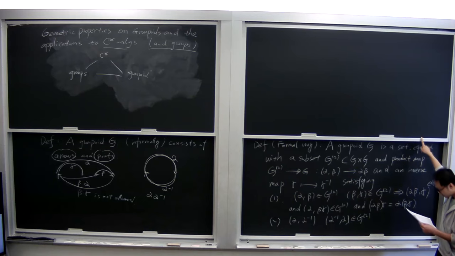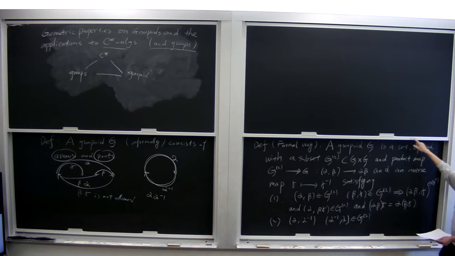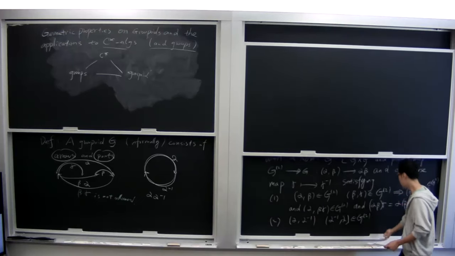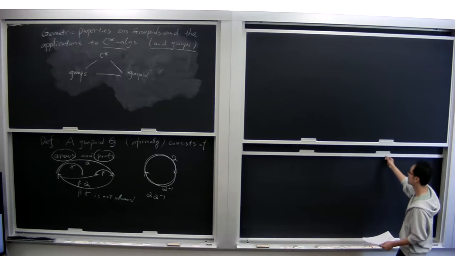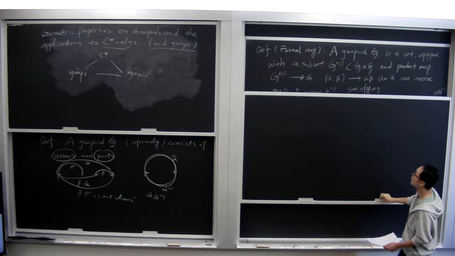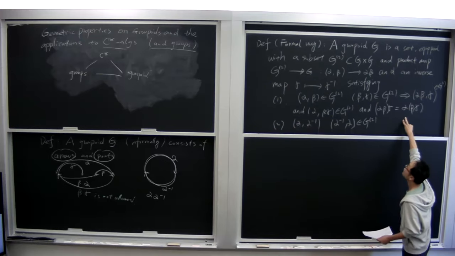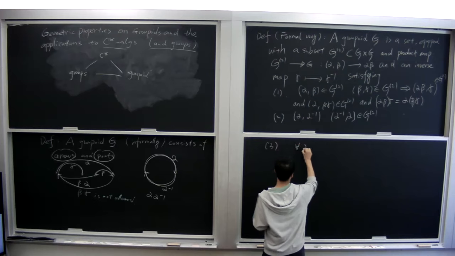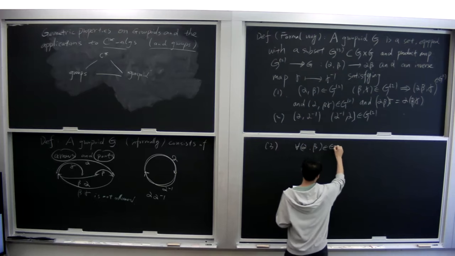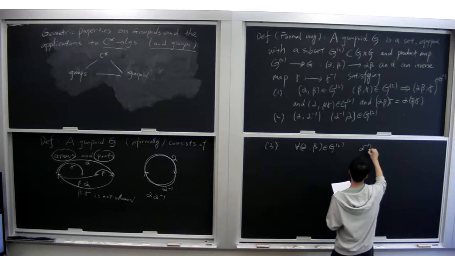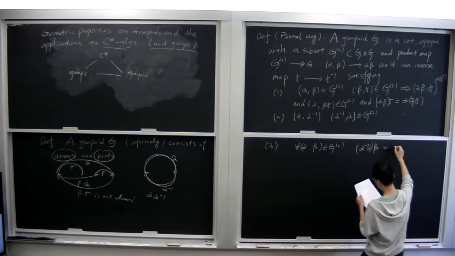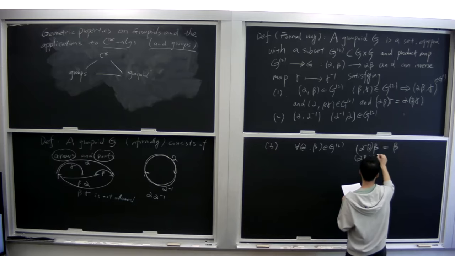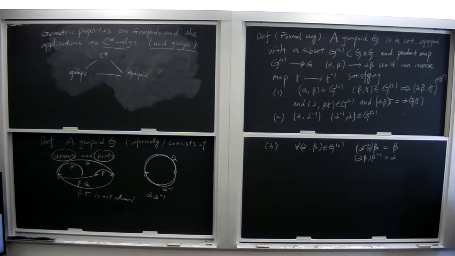So then the third one is, as Fedor suggests, this is not commutative. So for the third property, for every alpha, beta in G to the 2, alpha inverse times alpha times beta is equal to beta. And you also have alpha times beta times beta inverse is also equal to alpha. So that's what we have.